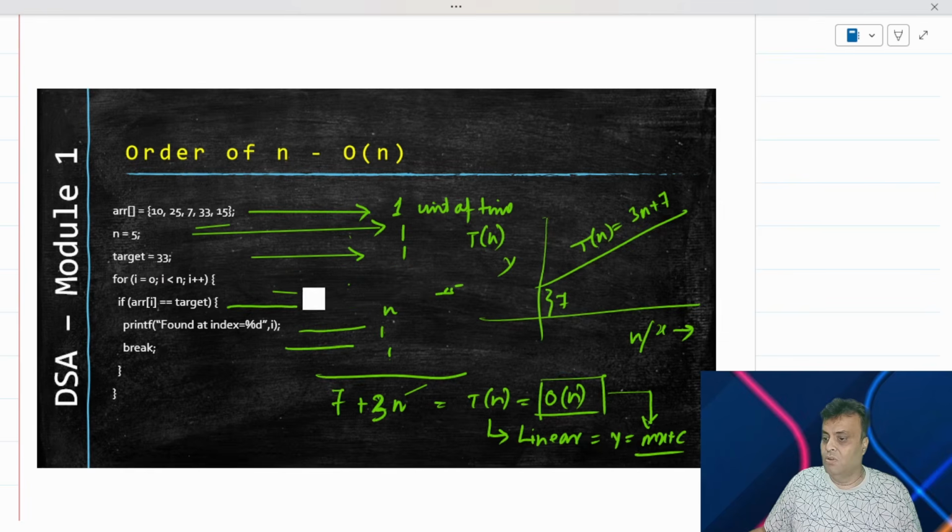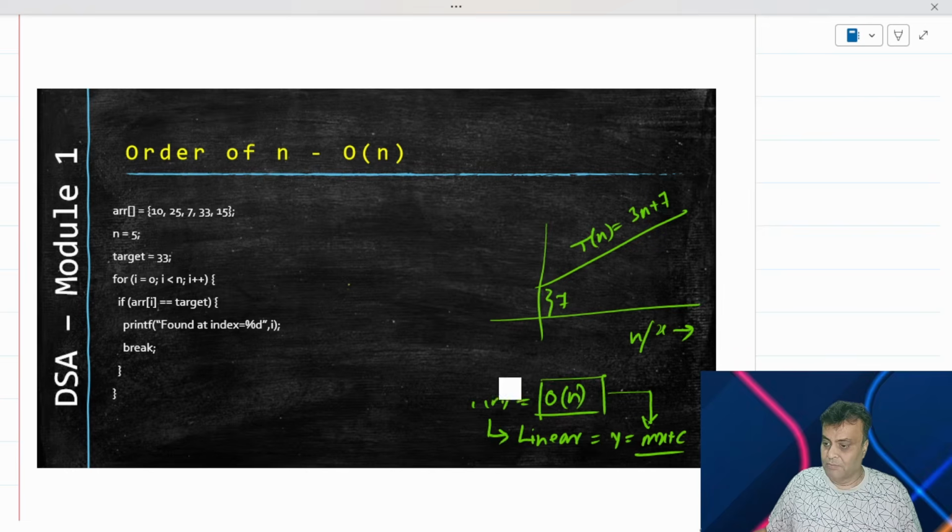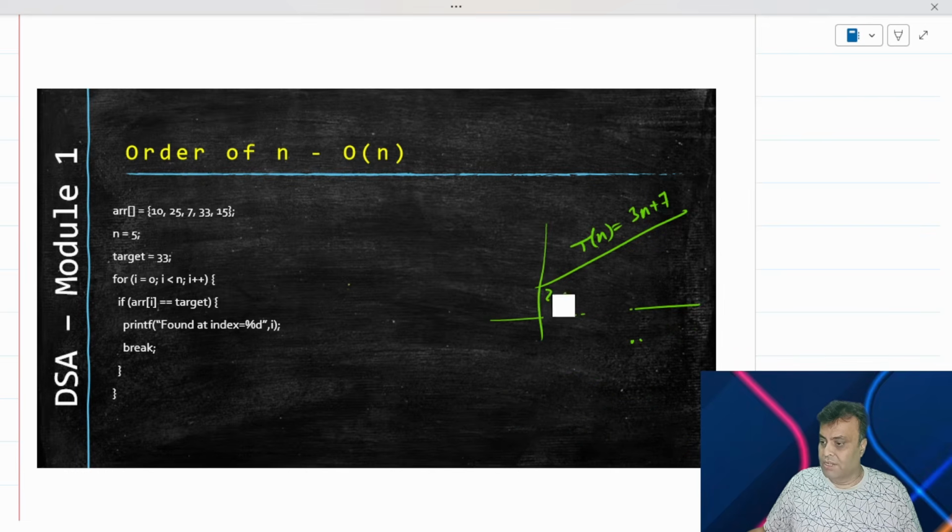Now the same thing will go for the space complexities, and if you see the space complexity of this particular graph, you will understand what I am trying to say.